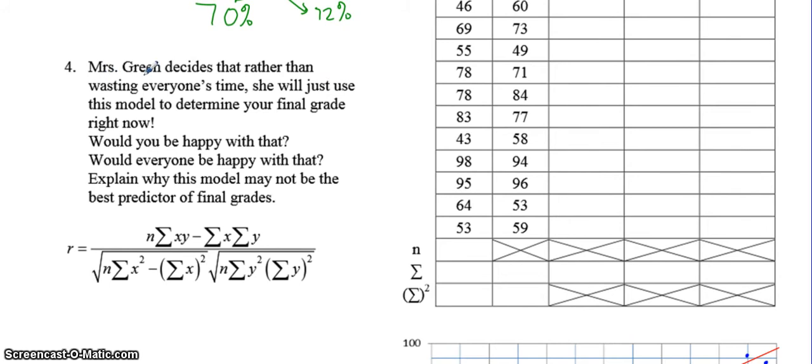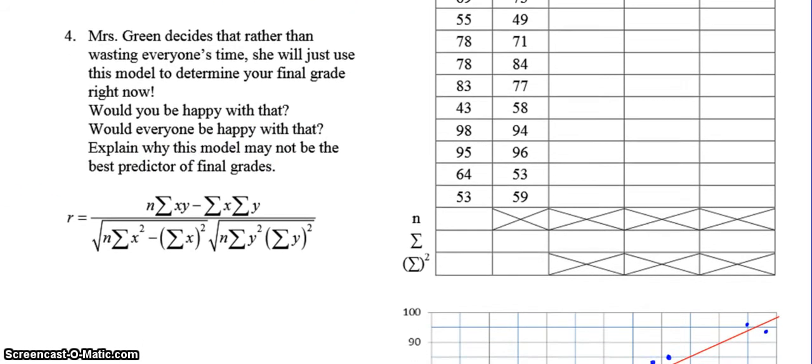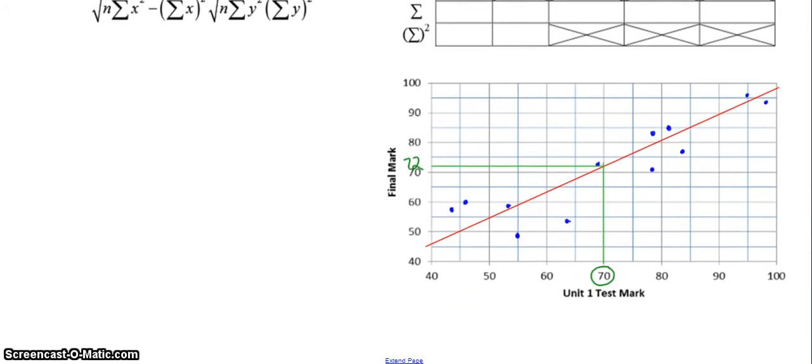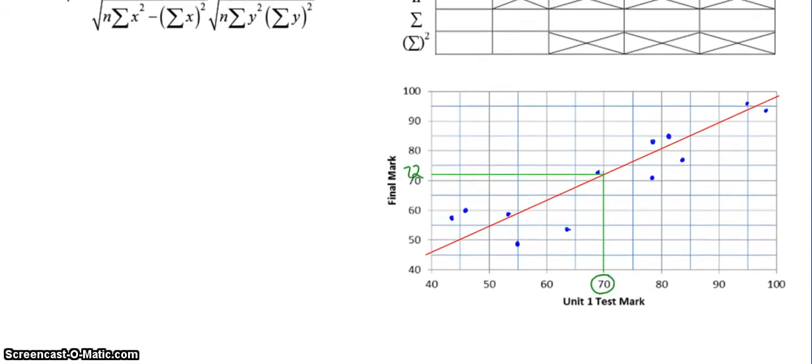So, Mrs. Green decides that rather than wasting everybody's time, she will just use this model to determine your final grade right now. Would you be happy with that? Would everyone be happy with that? Explain why this model may or may not be the best predictor of final grades. So just take a second and think about what may be wrong with using this model to predict everyone's grades.